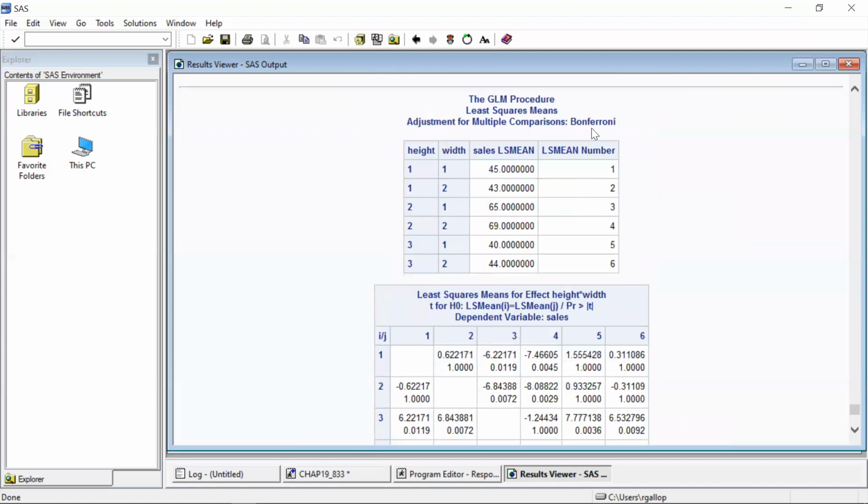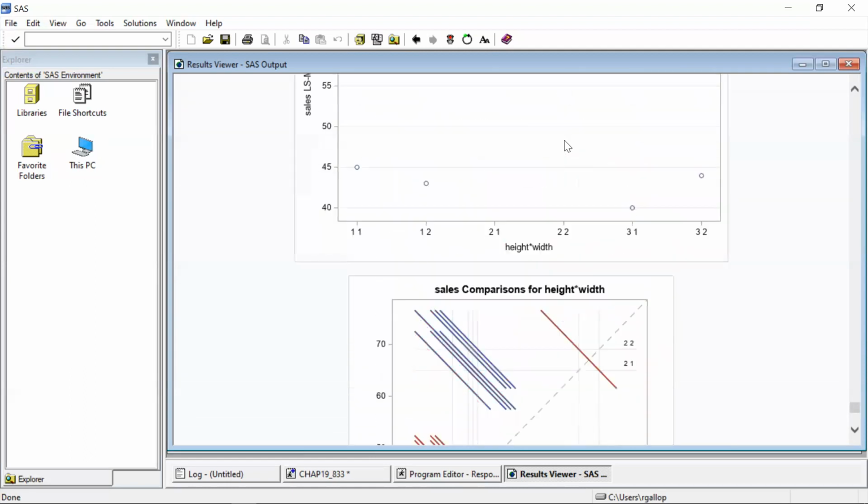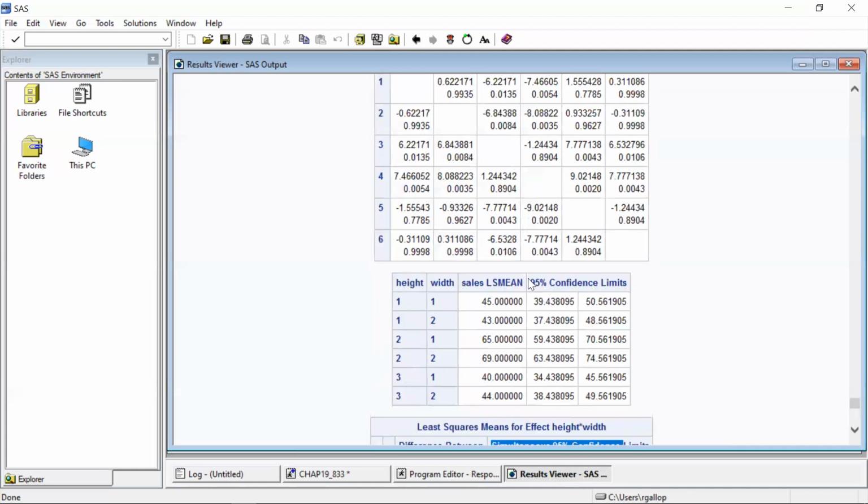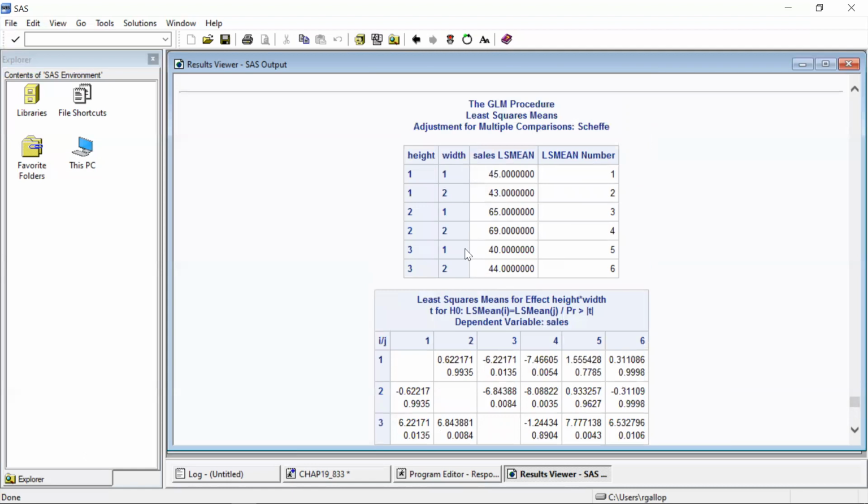And again, it does pretty good. Here's the Bonferroni output. So let's keep an eye on a couple of them. Let's look at the 4-5 comparison. The 4-5 is height 2, width 2, so it's the middle display wide shelf, which has 69 cases on average, and the top regular has 40. So for 4-5, it's an on average difference of 29.